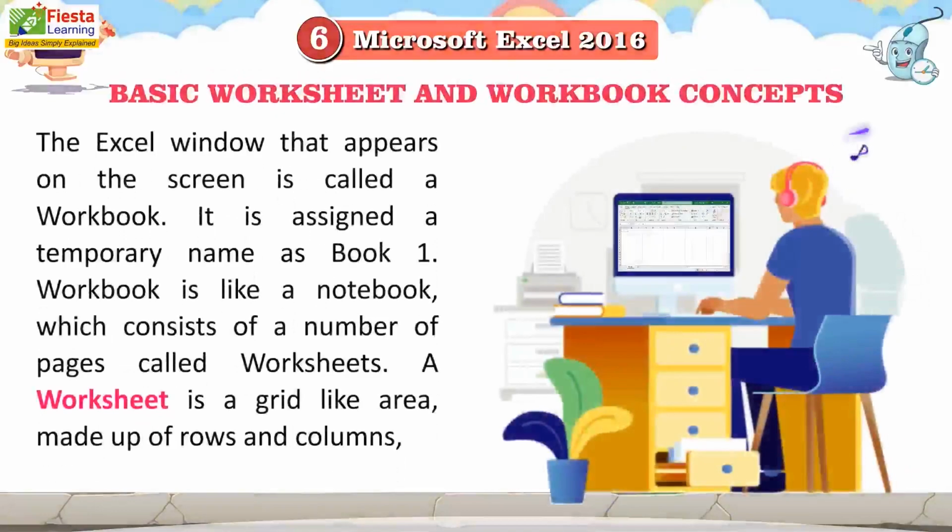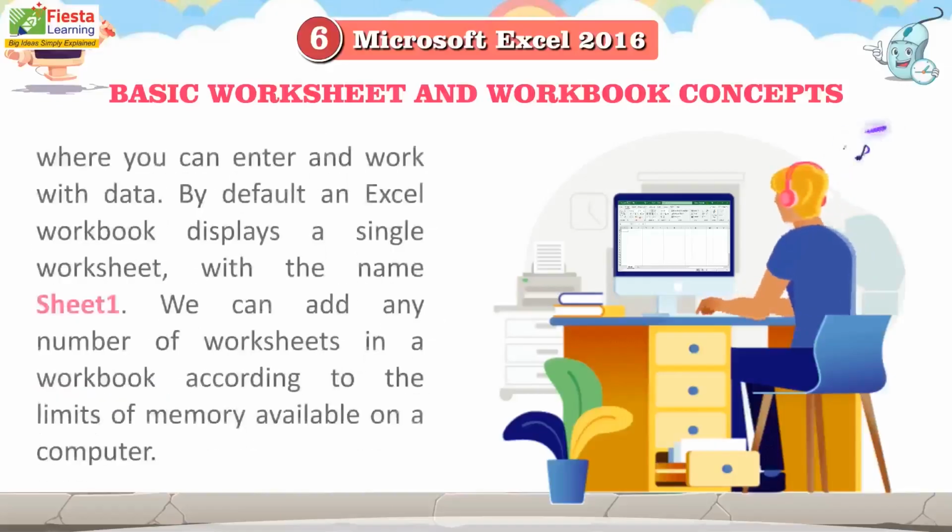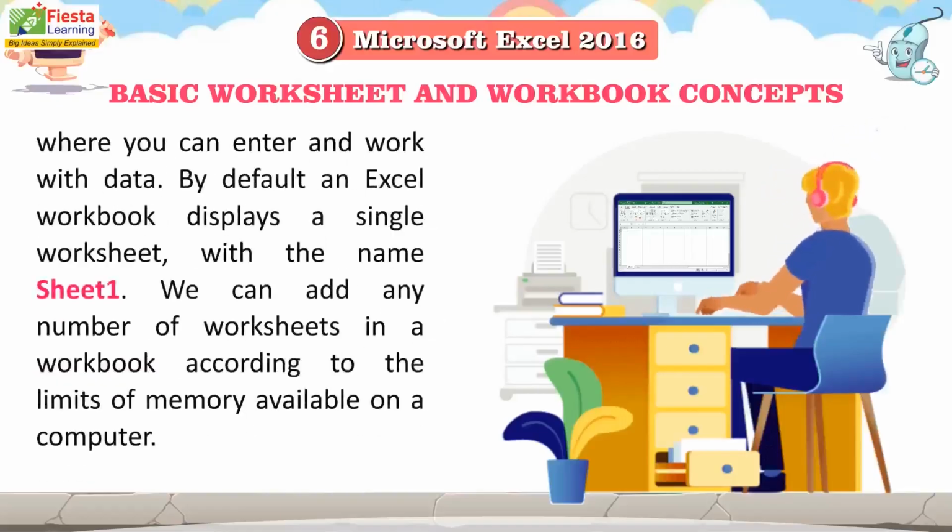Basic worksheet and workbook concepts. The Excel window that appears on the screen is called a workbook. It is assigned a temporary name as Book 1. A workbook is like a notebook, which consists of a number of pages called worksheets. A worksheet is a grid-like area made up of rows and columns, where you can enter and work with data. By default, an Excel workbook displays a single worksheet with the name Sheet 1.